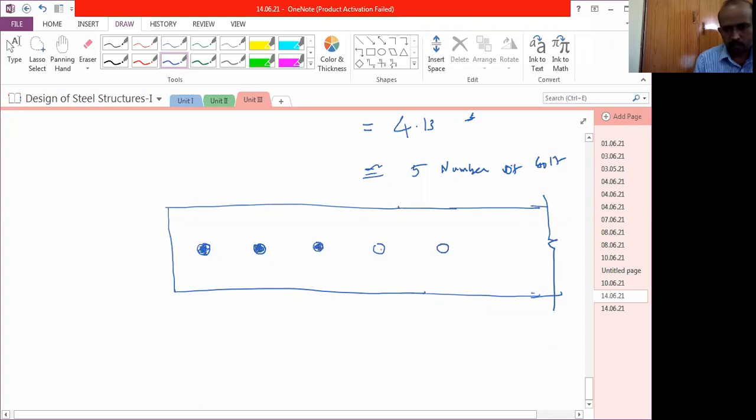5 numbers of bolt is needed. Now, what is the pitch distance you provide? What is the end distance you provide? Please tell me.